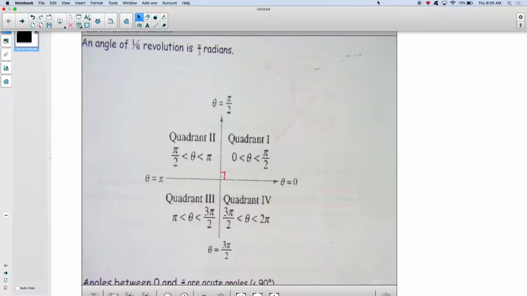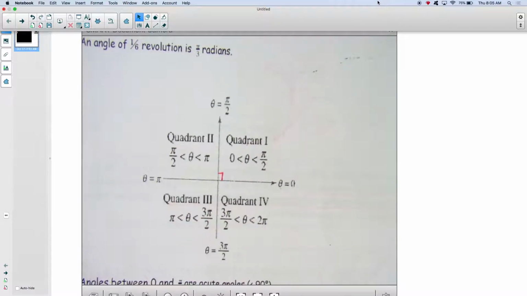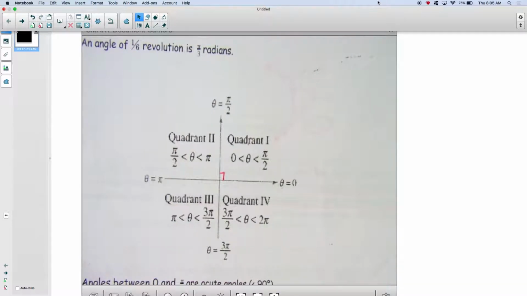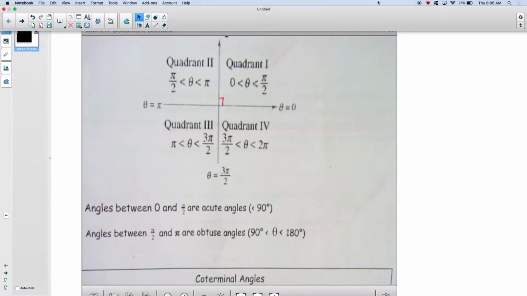Angles between 0 and pi over 2 are acute angles. You know that acute angles measure less than 90 degrees from geometry. You also know that obtuse angles measure between 90 and 180, which is between pi over 2 and pi. We're going to be dealing with mostly radians in here. Questions there?